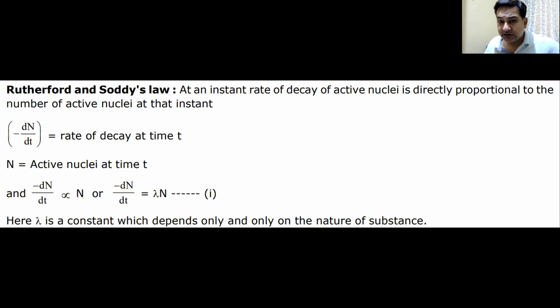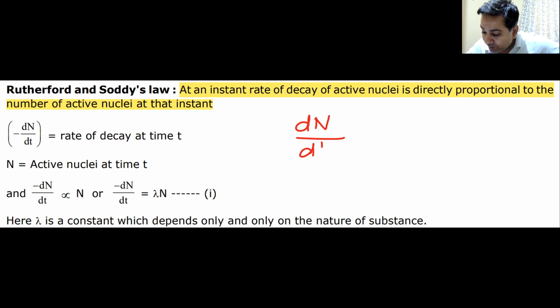And what does this Soddy's law say? Please write this, understand this. At any instant, the rate of decay of active nuclei is directly proportional to the number of active nuclei. If I write the rate of the decay as dN by dt, it is directly proportional to the number of nuclei.